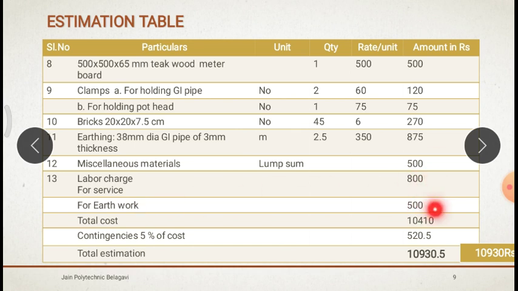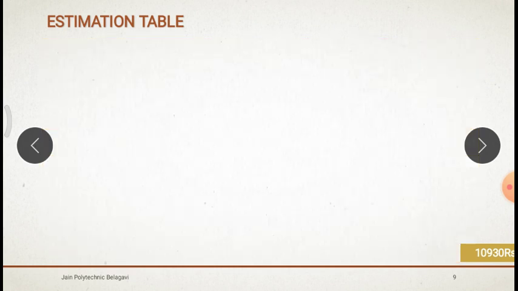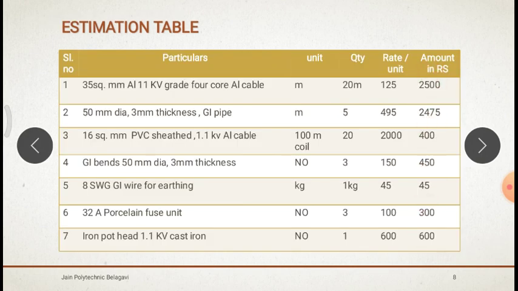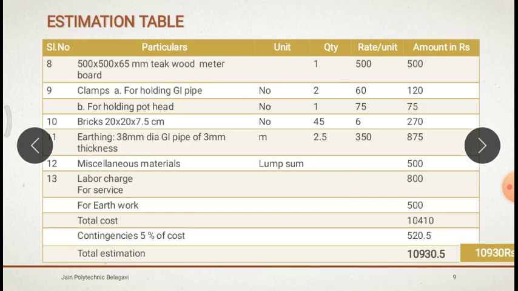Earthwork 500 rupees. So what is the total cost along with the previous table? This total plus this total, you will get 10,410 rupees. 5% contingency you always have to add in the estimation table. So 5% of 10,410 you will get 520. So add 10,410 plus 520, then you will get approximately 10,930 rupees. This is the overall cost of the 3-phase underground service main connection installation.